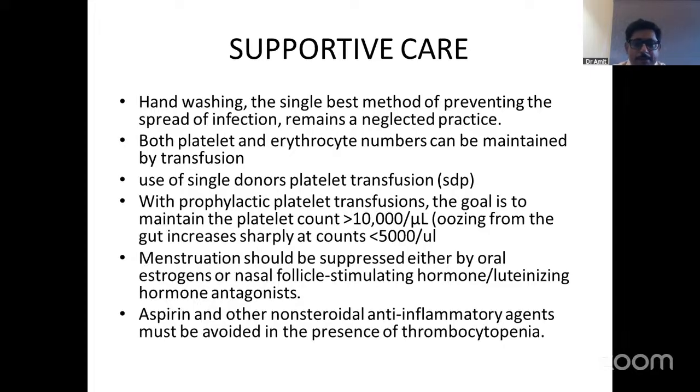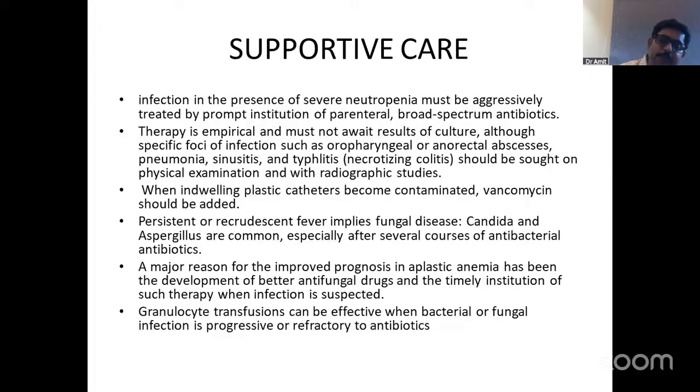Menstruation has to be suppressed either by oral estrogens or nasal FSH luteinizing hormone antagonists. Aspirin and other NSAIDs should be minimized or not used at all, because they can cause thrombocytopenia and lead to bleeding. Infections have to be managed, and antifungals have changed the survival of pancytopenic patients, especially after transplant. This is one of the major reasons for improvement of the prognosis of pancytopenic patients post-transplant.